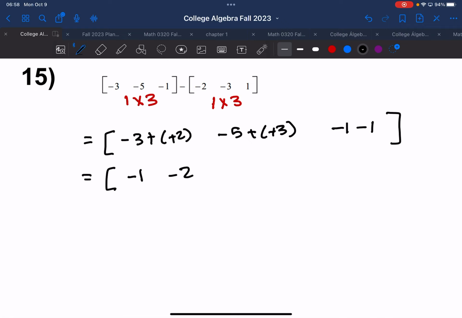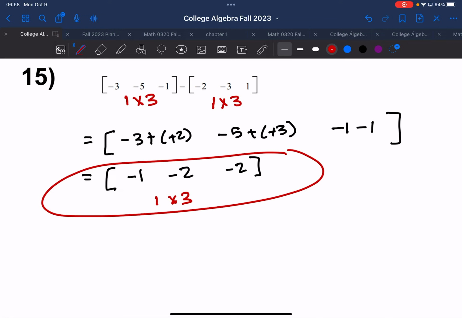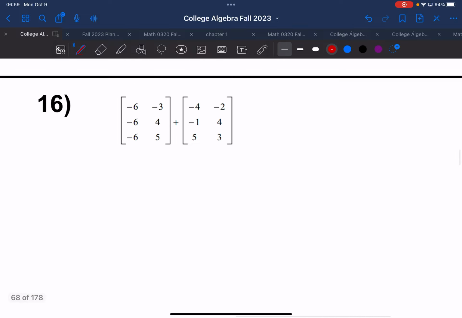This is why I asked. No, it's not 0. -2. That was a common mistake on test 1. You guys were adding wrong. Adding or subtracting wrong. Yep, -1 and a -1 becomes a -2. Again, we know we did this correctly because this is a 1 by 3 matrix, and this is our answer. Okay, any questions so far? Okay. Let's look at number 16.